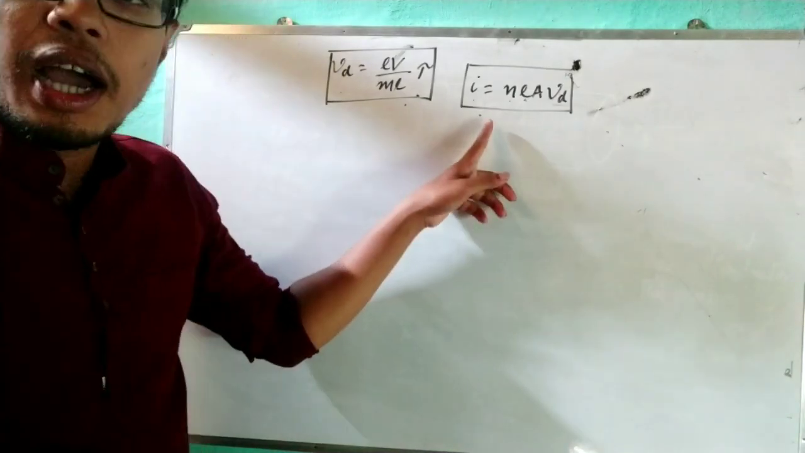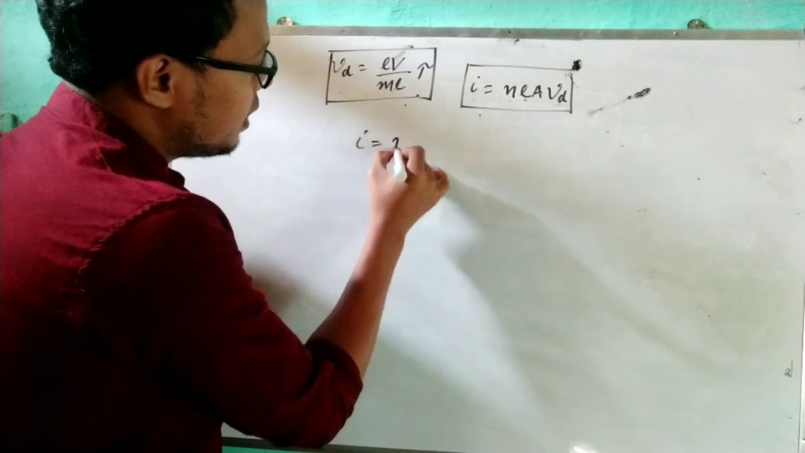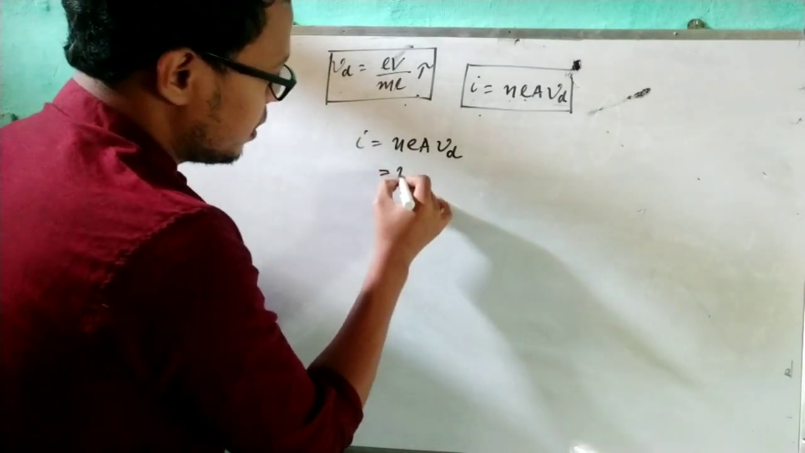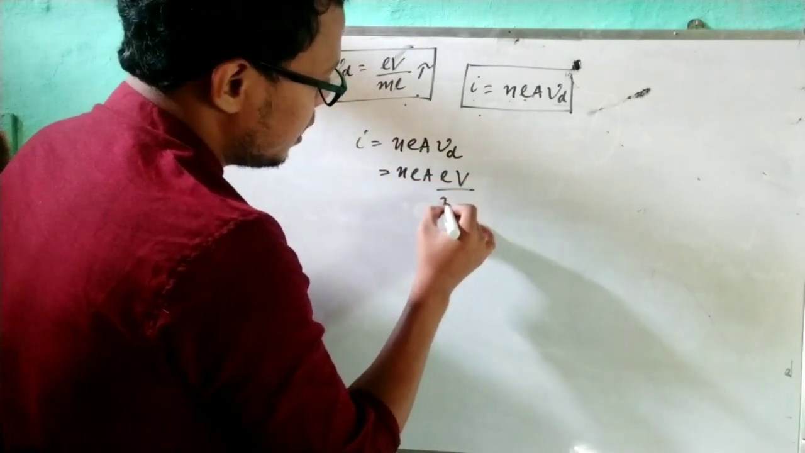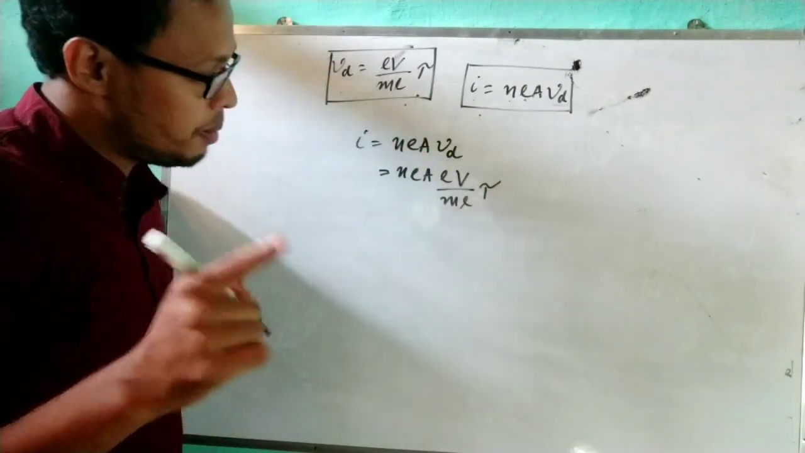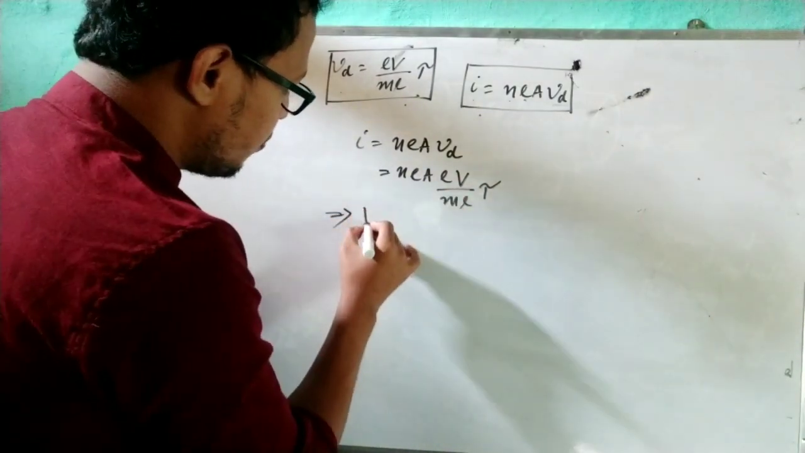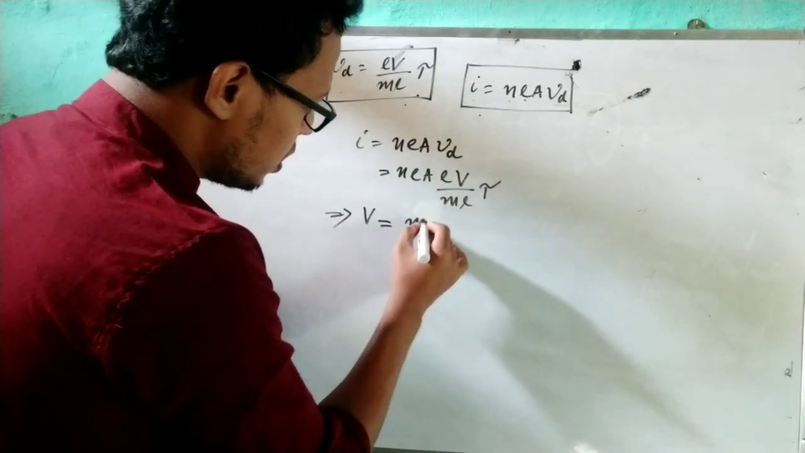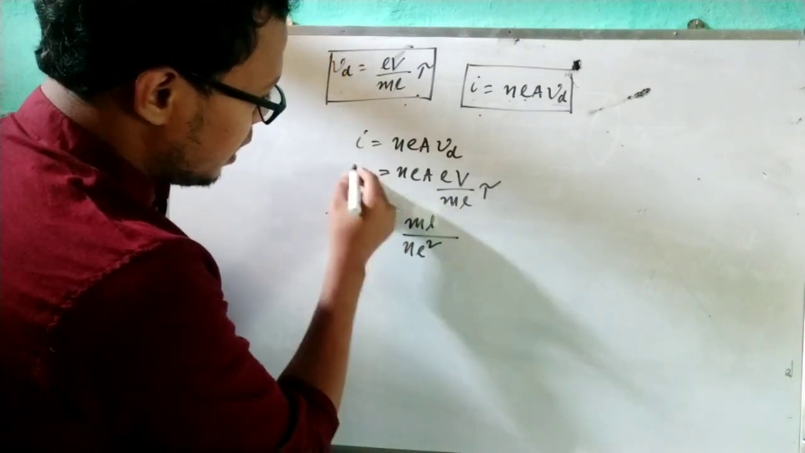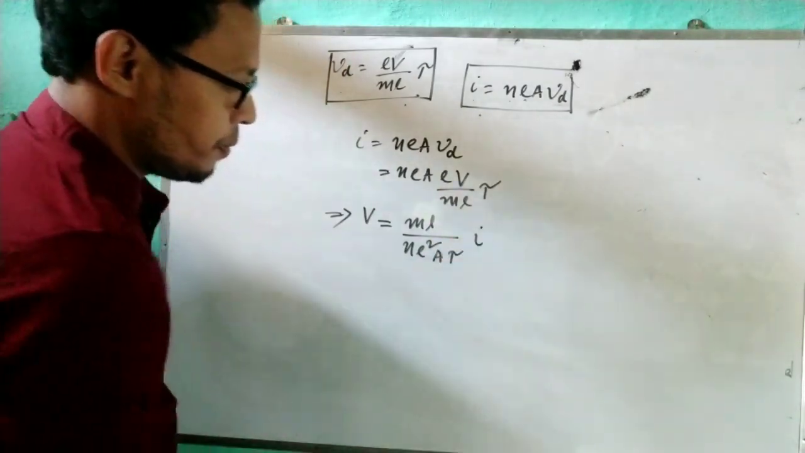See, from here I will derive Ohm's law. How? Look, I equals, we read neA Vd. Put the value of Vd from here. So neA into eV by mL into tau. This tau is the relaxation time, means average relaxation time. Remember this one. Now from here we can write, look, V equals mL divided by n e square A tau, into I.